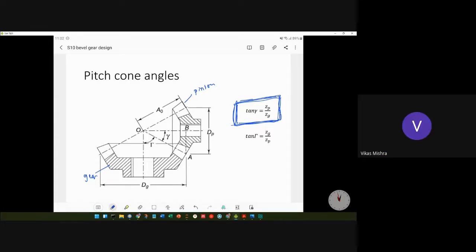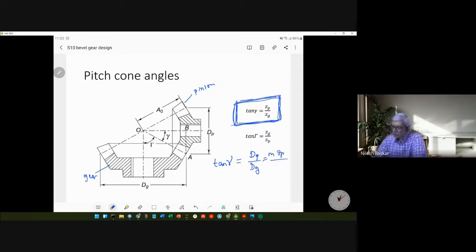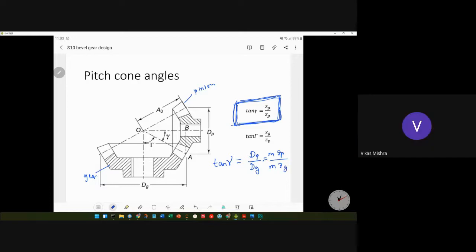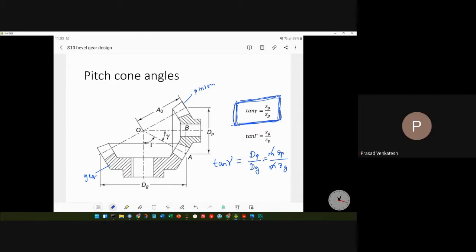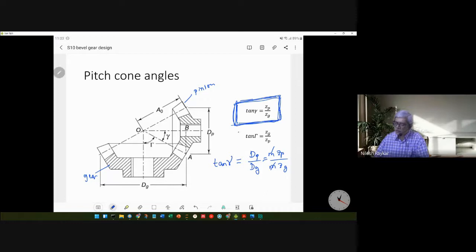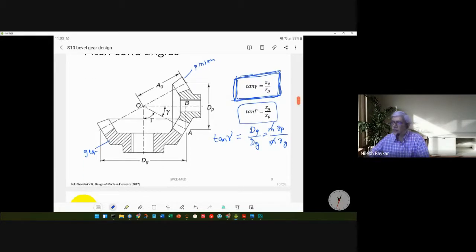Yes, sir. So tan gamma is equal to dp by dg, and dp is equal to m Zp, and this is m Zg. That's right. Good. Thanks, Vikas. I think Prasad was also saying the same thing. Okay, and similarly, you can get the expression for tan of capital gamma, that is for the gear, as the reverse expression. So that is pretty simple. So some quiz is coming up.